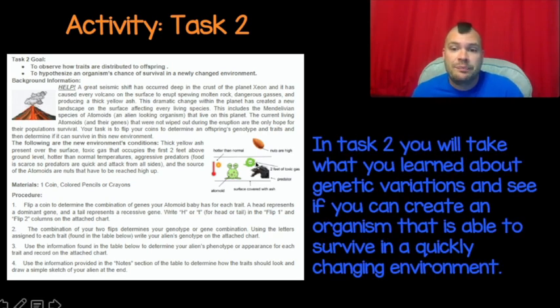Okay? Task 2. Take what you learned about genetic variations and see if you can create an organism that is able to survive in a quickly changing environment. So when you get done with your alien, you're going to sit there and think and look at the new description of the environment and say, if this alien was really living in this environment, would it be able to survive? Now, why is survival important? Because only the ones that survive are able to have babies. So if you don't have babies, you don't have a species. Okay? So this one right here kind of talks about the probability, but you don't know if you're going to be able to survive until you go through the task.